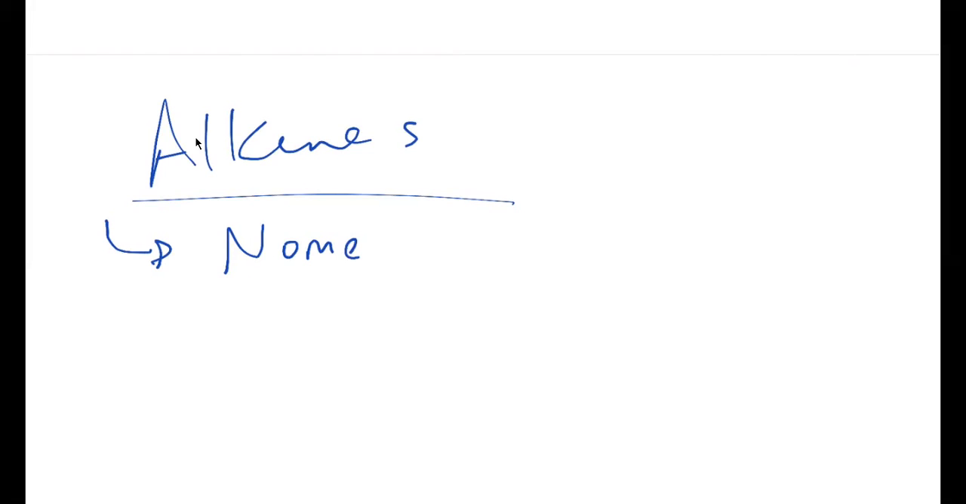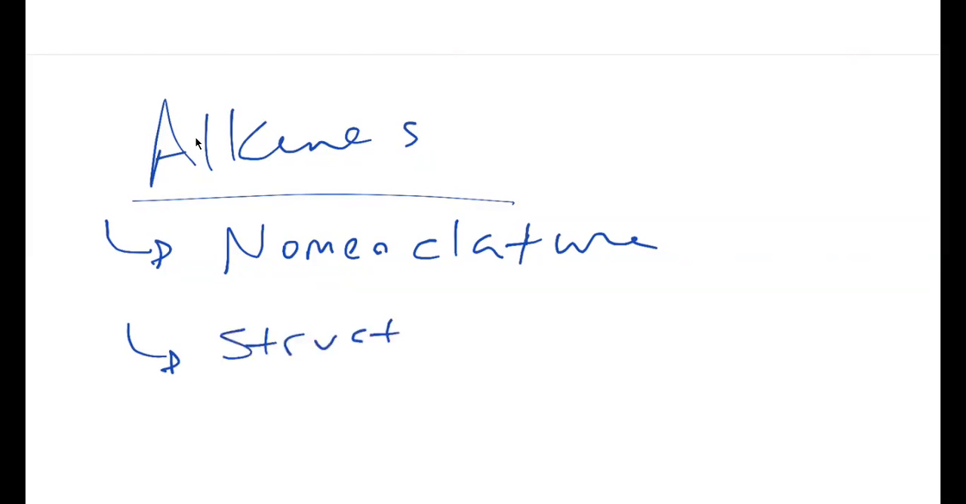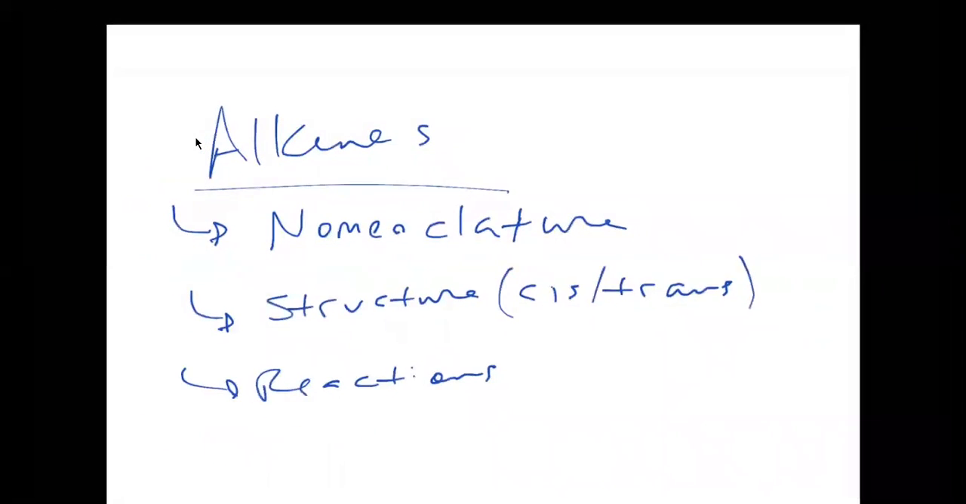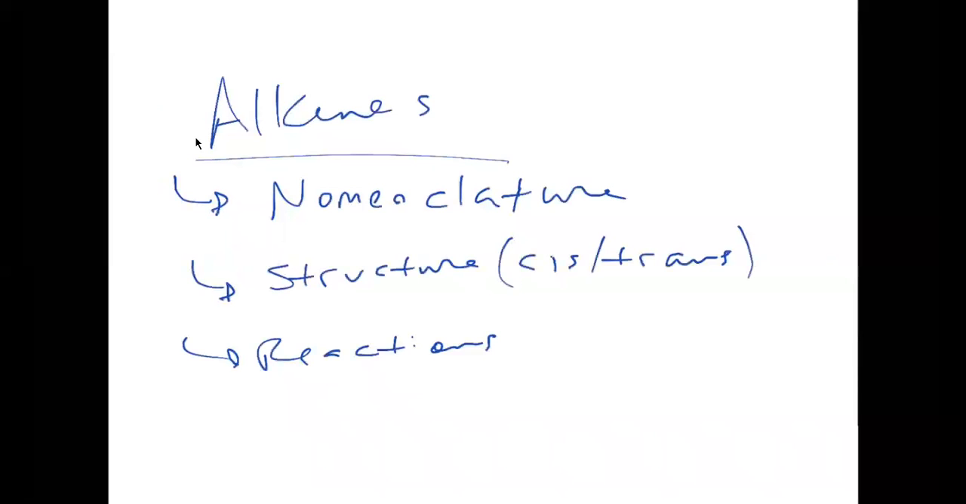We're gonna start talking about that. But I'm gonna introduce the reactions to you, some of them today. So we're going to do nomenclature, right? That's a fancy word for naming. And then we're going to do structure, alkenes, cis and trans. And then we're going to do reactions of alkenes.